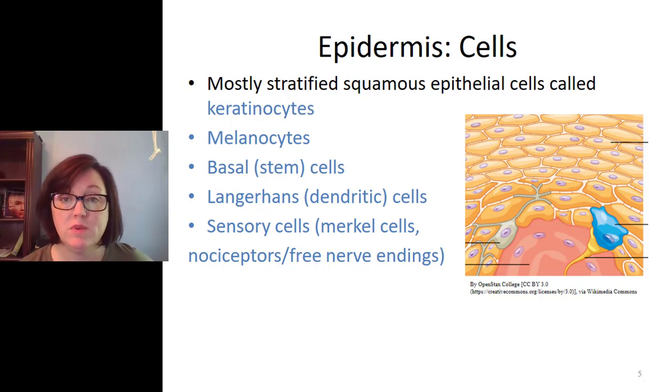So the majority of the cells that we find in the epidermis are these keratinocytes, but there are other cells found in the epidermis, including melanocytes, which produce melanin, which protects us from UV radiation, basal cells, which are a type of stem cell that helps us to produce more keratinocytes, Langerhans or dendritic cells, which are an immune system cell, which are important for detecting any bacteria or other pathogens that might be invading too deeply into the epidermis. And then there are also some, but not a lot, of sensory cells located in the epidermis. Most of the sensory cells of skin are located deeper in the dermis, but there are a few located in the epidermis.